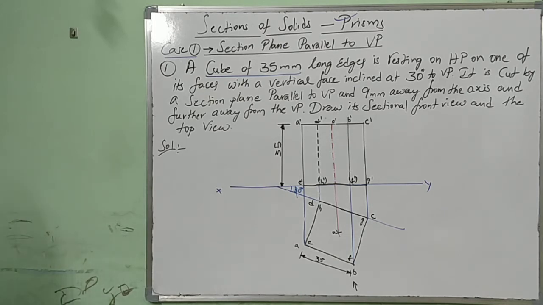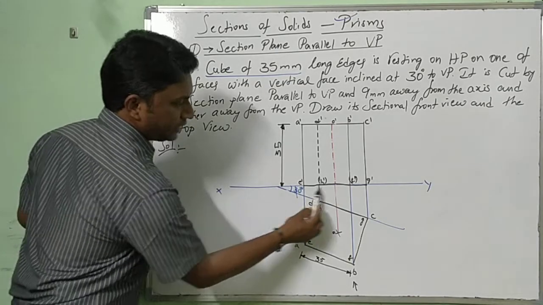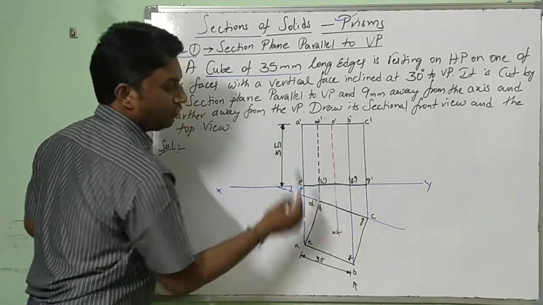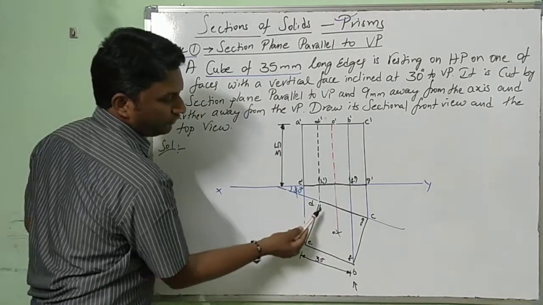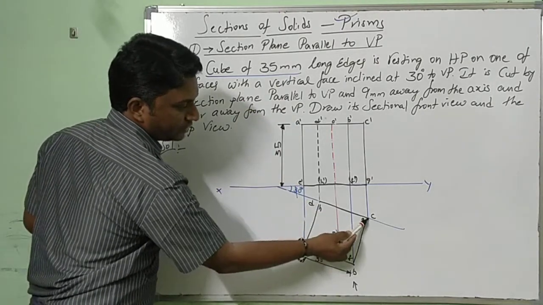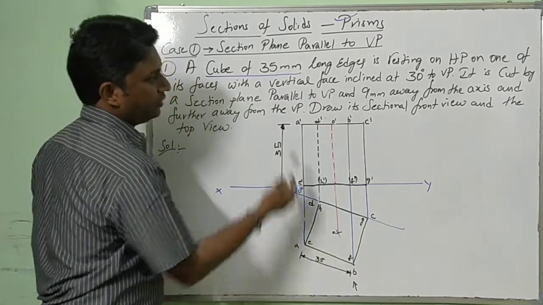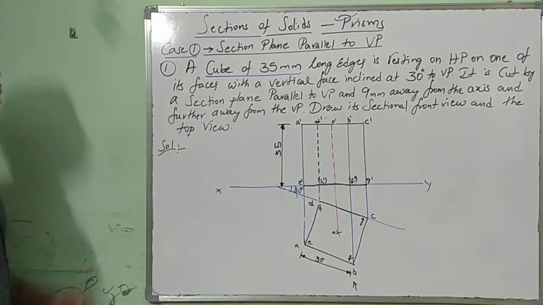Now that is projections of solids, which we have done as the first two lines of the question. A cube of 35 mm long edges is resting on HP on one of its faces. Here it is resting on HP, the XY line, on one of its faces, the bottom, with a vertical face inclined. Which vertical face? CDHG, inclined at 30 degrees to VP.